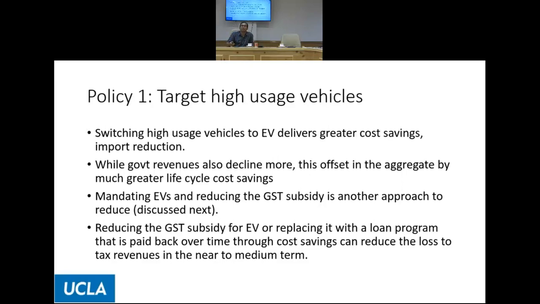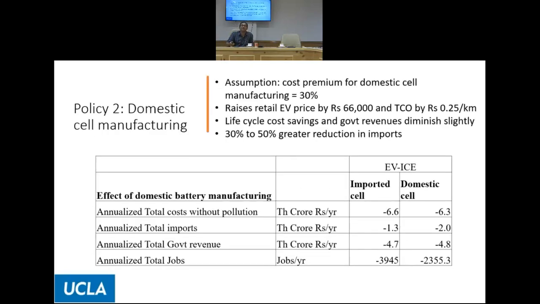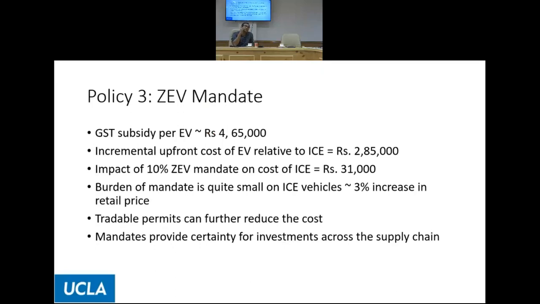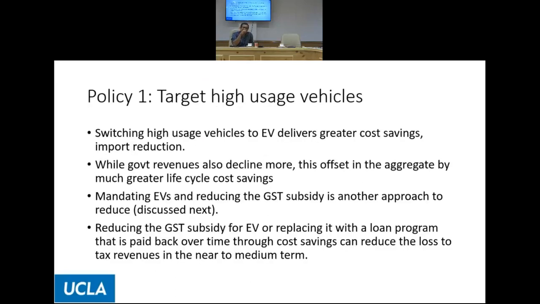One option I'll show, I think I have this number. I want to say that the GST subsidy, which is only 5% on electric vehicles, itself amounts to... If you put a 43% GST, which is 28% plus for the luxury category another 15% cess, that itself amounts to 4.5 lakhs of subsidy.